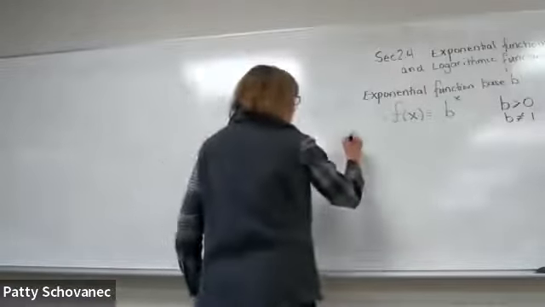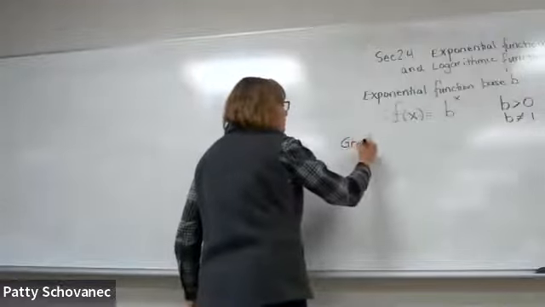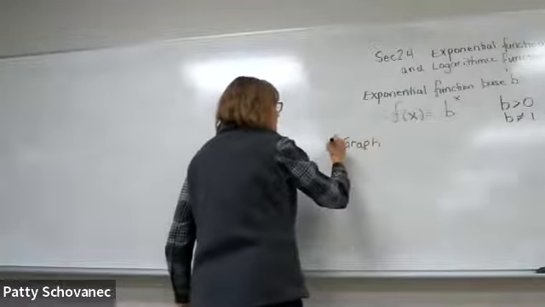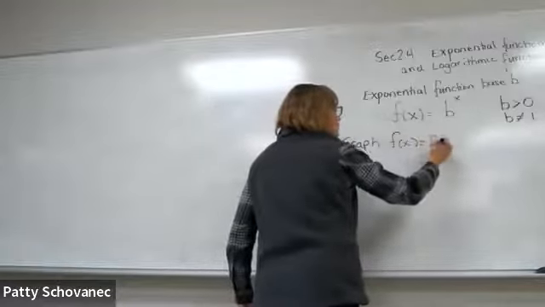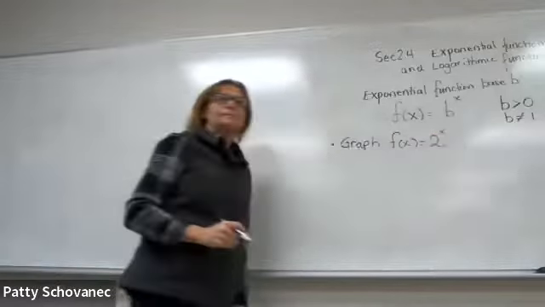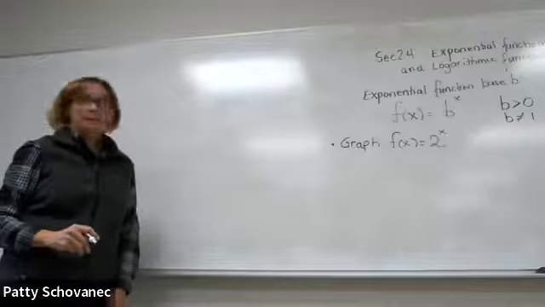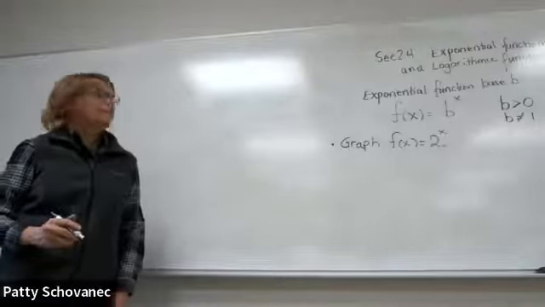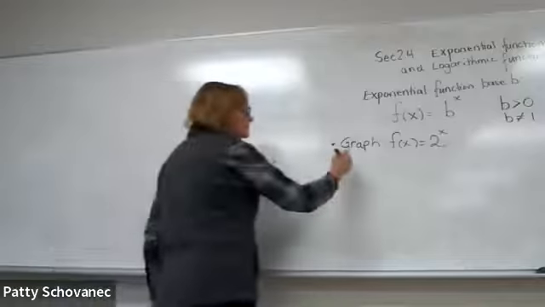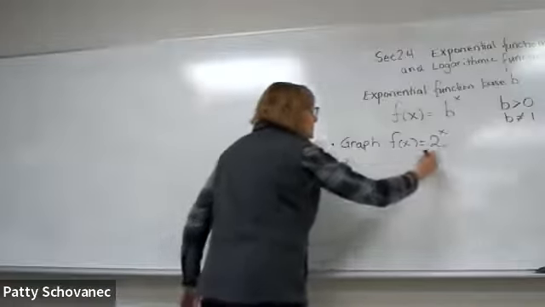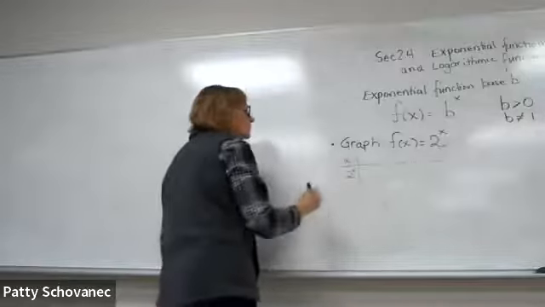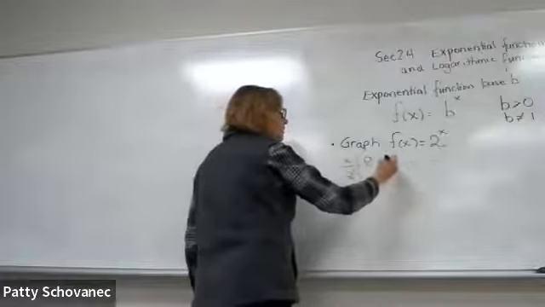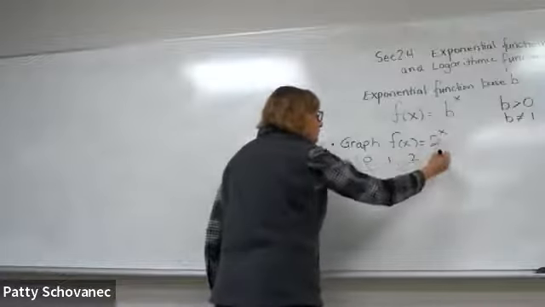The first one I want you to graph is f of x is equal to 2 to the x. So 2 is my base here. And we'll graph it by plotting some points. So let's just make a little chart here. I'll start with 0, 1, 2, and then we'll plot -1 and -2.